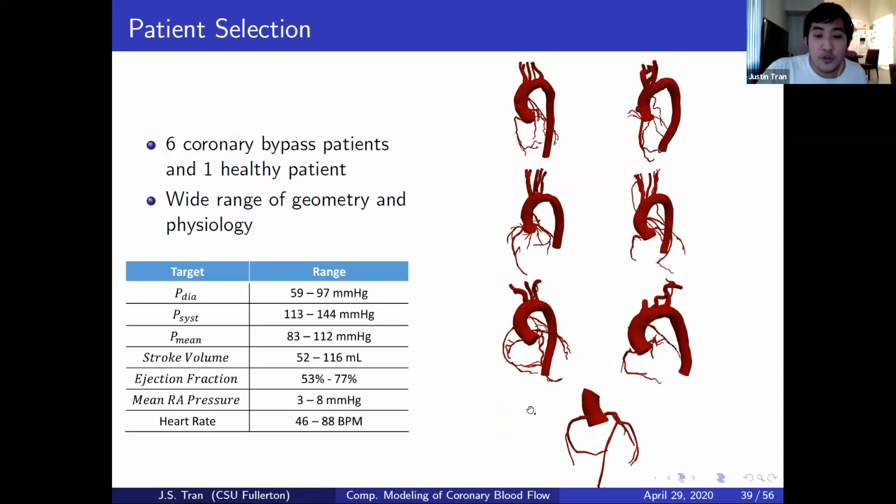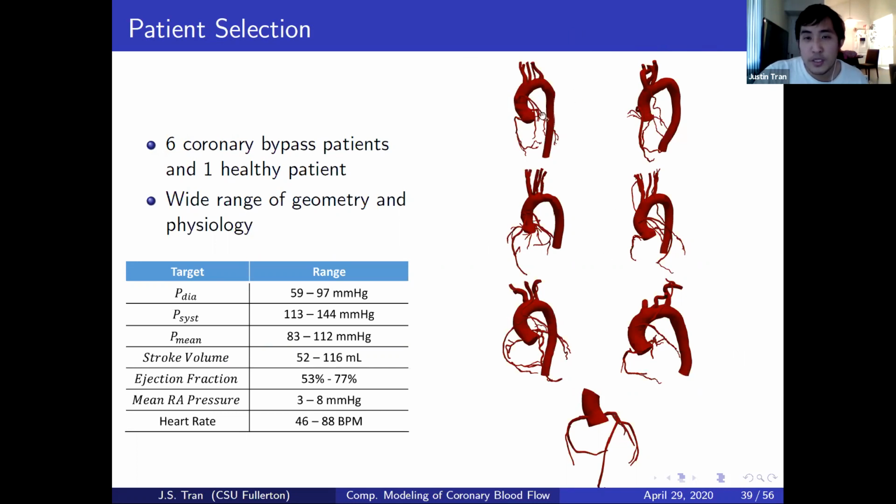Okay, and so for this particular project, I ran that framework for 7 different patients. So here I have 6 patients. I have six patients, I should say. These 6 patients that I'm circling right here all have in common that they have a bypass graft. What that means is that they had some blockages in their coronary arteries around their heart, so they had to undergo open heart surgery to reroute blood downstream of those vessels.